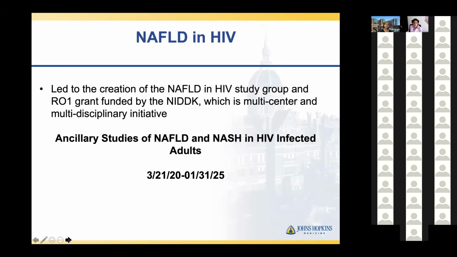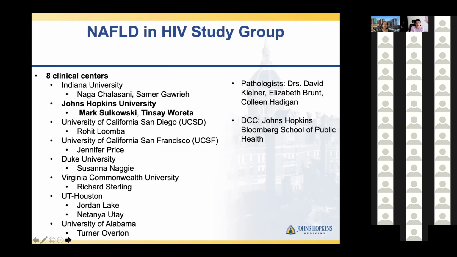It's multi-center and multidisciplinary. It's a consortium of infectious disease specialists, hepatologists, immunologists, as well as using the expertise of the Data Coordinating Center at the School of Public Health with their expertise in clinical trial design and epidemiologic study design. These are the 8 clinical centers. Dr. Naga Chalasani at Indiana University, who's world-renowned in NASH research, spearheaded the study. Dr. Sulkowski is a PI, and so we're one of the sites. And Dr. Rohit Loomba at UCSD, who's also a very prominent NASH researcher, is the third PI in the study.